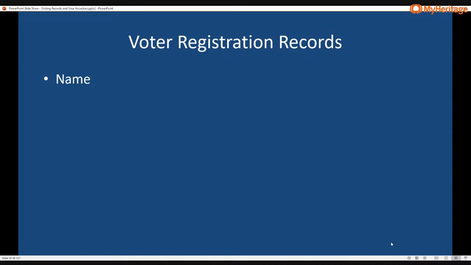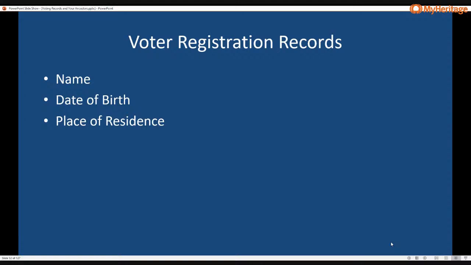So obviously their name, which can help some of us if we're looking for a middle name, if we're looking to confirm a name or a spelling of a name. The name actually could be very important. A date of birth. There are some times in our history when voter registration records require the date of birth. So if you don't have a birth record, or if you're looking for a specific, complete date of birth, you may find it in the voter registration records.